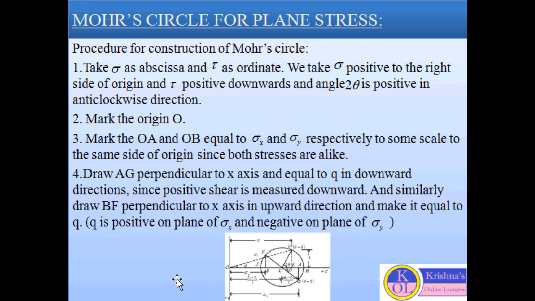We will draw sigma, or normal stress, on the horizontal axis, and shear stress we will consider as ordinate and draw it on the vertical axis. We will take sigma as positive on the right side of the origin, and tau as positive in the downward direction, and the angle 2 theta is positive when it is counterclockwise. Now mark origin O anywhere, then make OA equal to sigma x and OB equal to sigma y on the same side of the origin, because sigma x and sigma y are like forces, or we are considering both as tensile or positive forces.